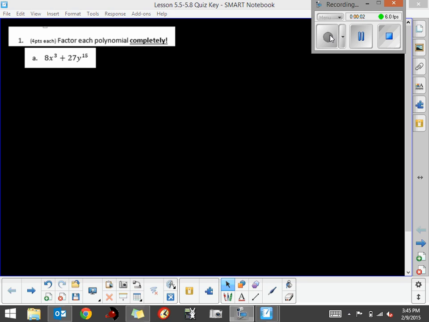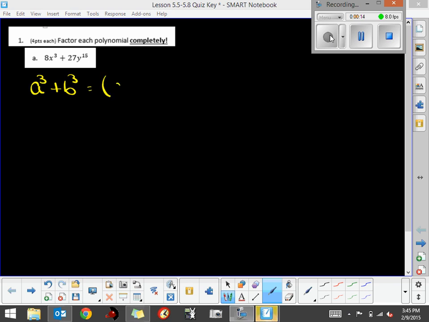In question 1a, we have the sum of two cubes. So we have to factor this as our factorization pattern: if we have two perfect cubes, a cubed plus b cubed, we have to factor it into the cube root of the first thing, so the cube root of a cubed, which is a, plus the cube root of b cubed, which is b.